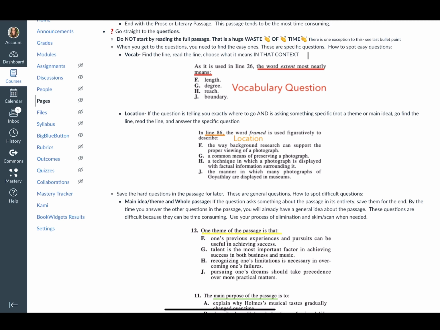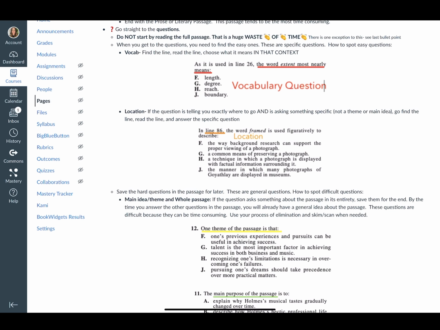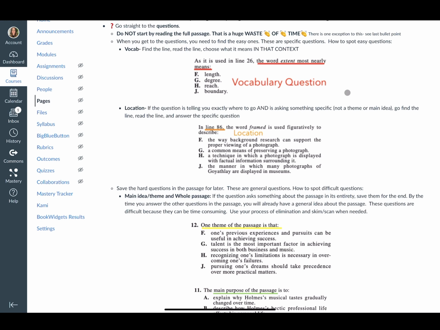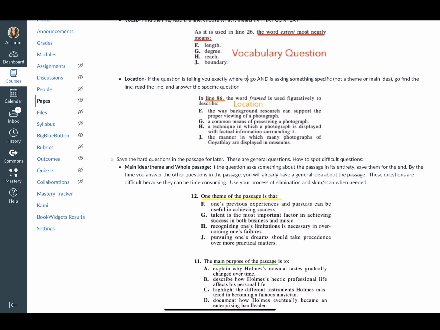For example, if you see a vocabulary question asking what this word means, go to the line that it tells you to read and figure out what it means. That's going to be an easy question because it's a short question. Remember, on the ACT, it's all about getting as many questions correct in a short amount of time as possible. Other easier questions are location-based questions. So if it says in this line, what is happening, you can go to that specific spot in the passage and figure that out without reading the entire passage.